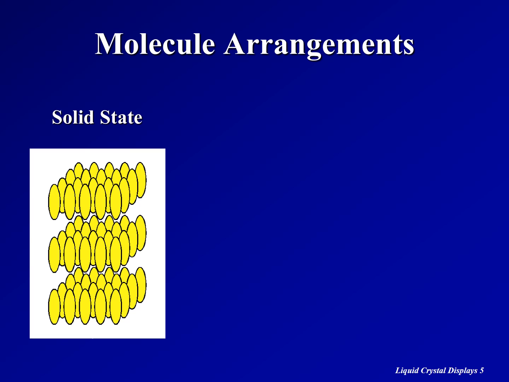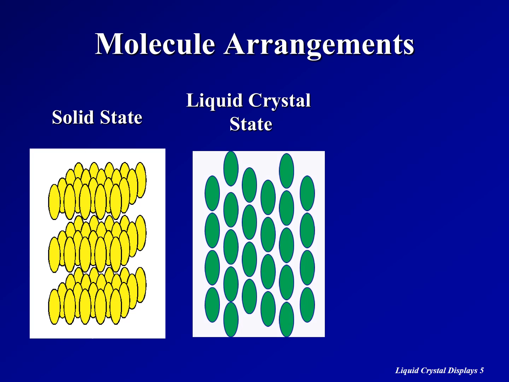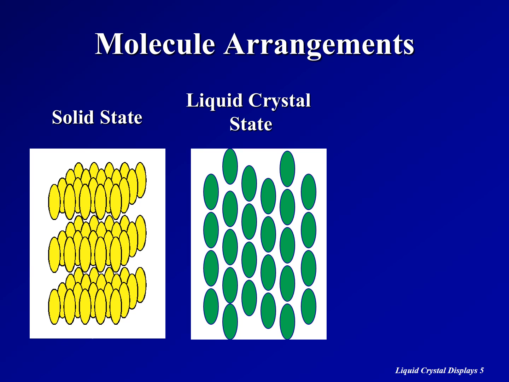In the crystal state, the molecules are aligned parallel to each other, and held firmly by their sides, as shown in the diagram. The molecules cannot slide past each other because of this rigid arrangement. When a liquid crystal material is heated from the solid state, it forms the liquid crystalline state at a very specific temperature. In the liquid crystalline state, the molecules are still parallel to each other, but they are no longer held rigidly by their sides as shown in the diagram.